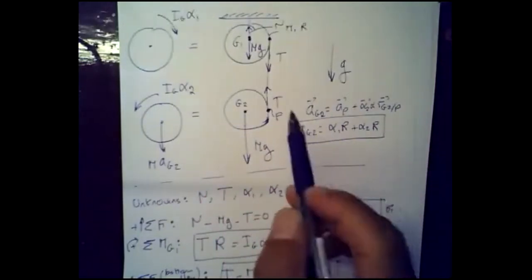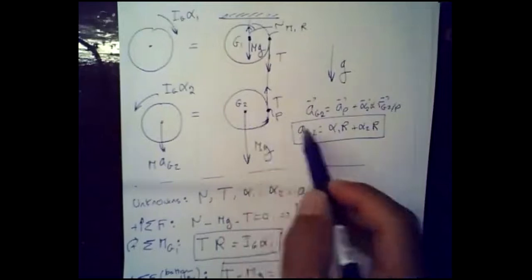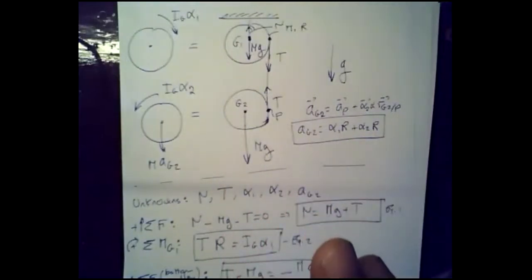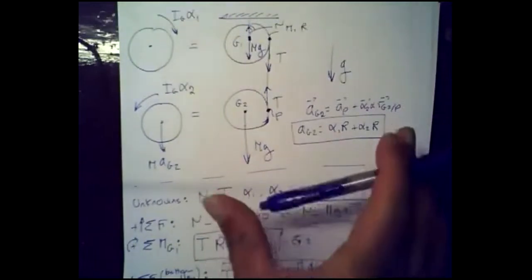Right, so we're not finding, for example, the acceleration of point G2 after some time t. We're finding, so omega is 0. Omega is 0, exactly, at the release.